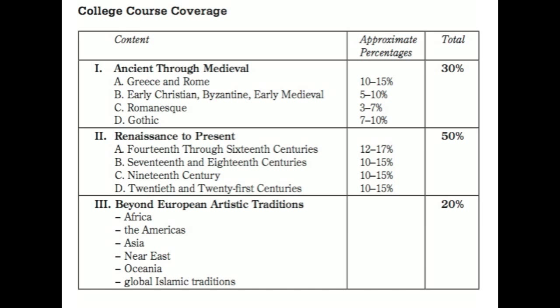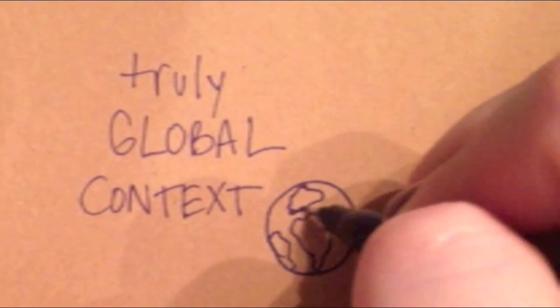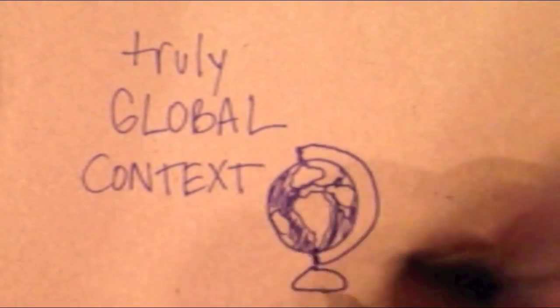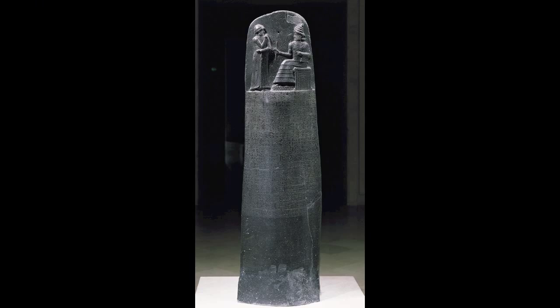The College Board requires that AP teachers dedicate 20% of their course coverage to art from beyond the European tradition. That's compared to 80% that's dedicated to Western art. The College Board wants their teachers to approach teaching art history from a truly global context, which means moving beyond teaching only popular fan favorites like the ancient Near East and Egypt.